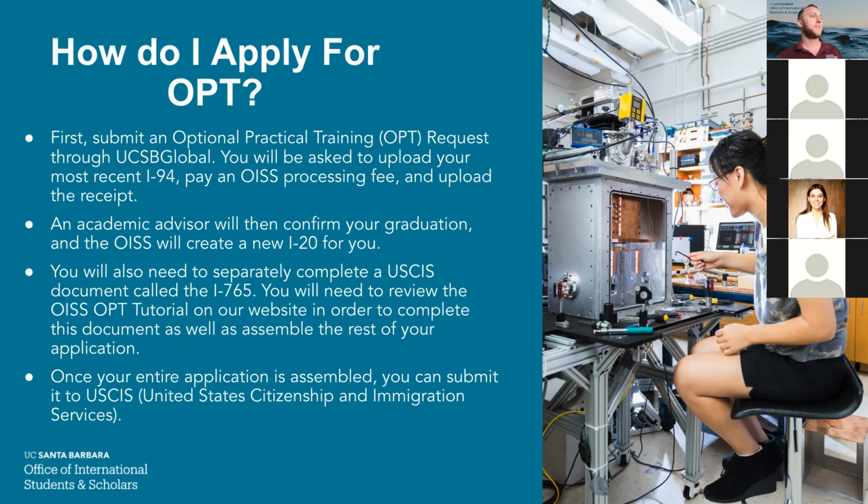You will also need to separately complete a USCIS document called the I-765. A lot of these documents have names like the I-765, I-94. So sometimes it's a little confusing to separate them, but the I-765 is about a 7 or 8 page form that you complete.